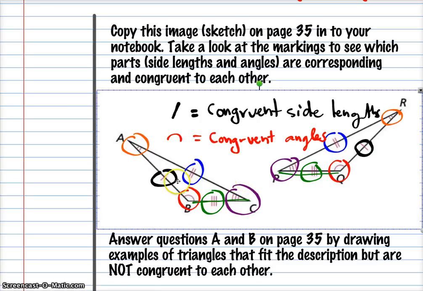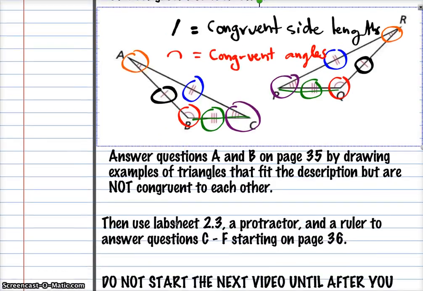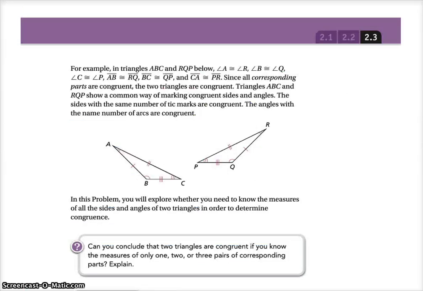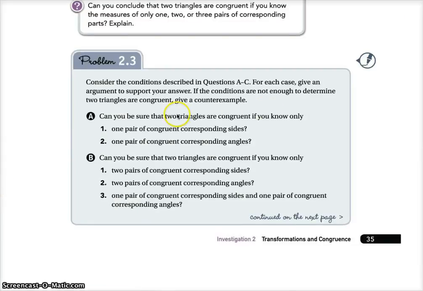Okay. Now it says answer question A and B on page 35 by drawing examples of triangles that fit the description but are not congruent to each other. So you're actually proving the statement false. Okay. So let's take a look to see what that looks like. So page 35 looks like this. It says, can you be sure that two triangles are congruent if you know only one pair of congruent corresponding sides? So you're going to draw a triangle with one side length exactly the same, but they are not congruent. Okay, so that's what you're going to be sketching or drawing.